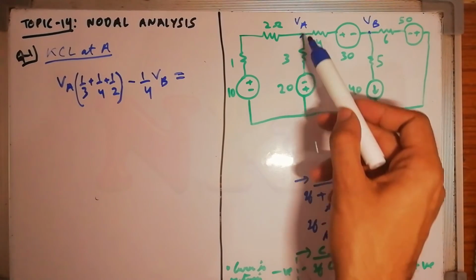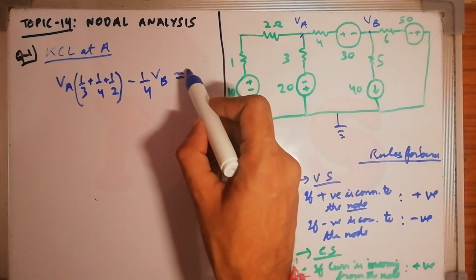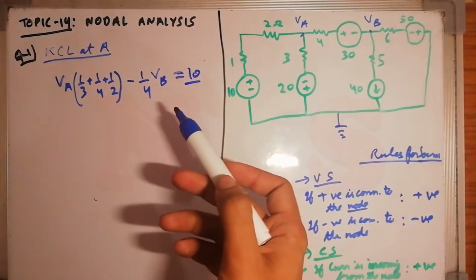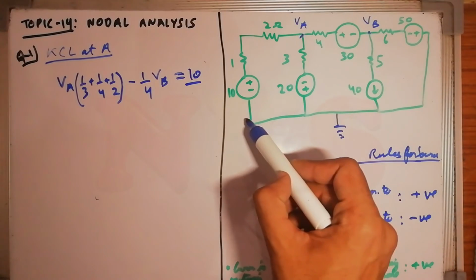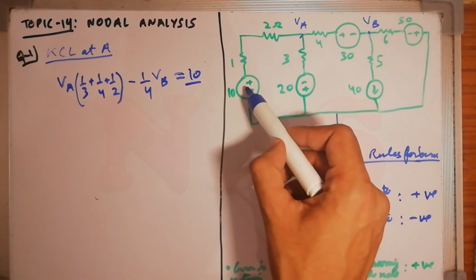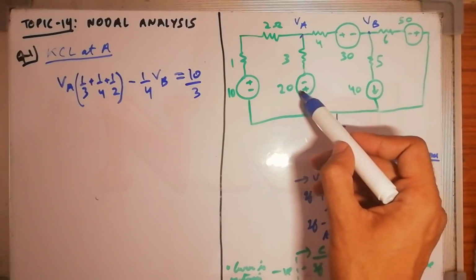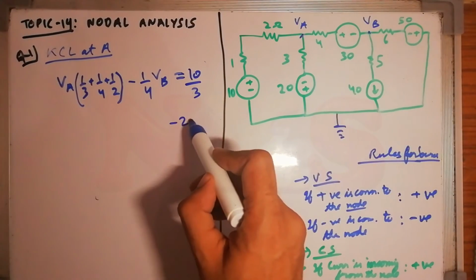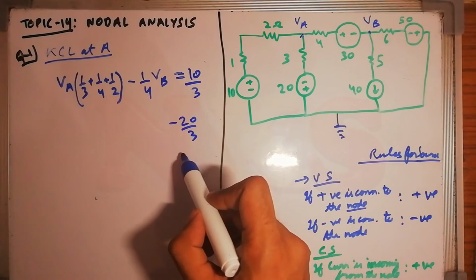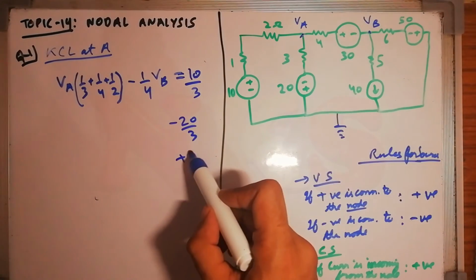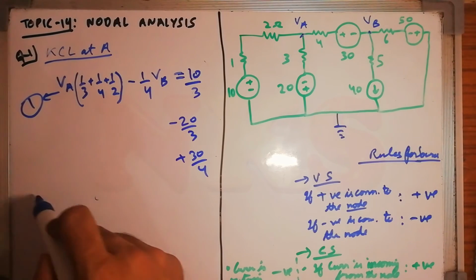So now let us see. To VA, this 10 volts is connected, so plus is connected to the node, so 10 will be taken as positive, and we are writing the KCL, so it has to be current. So 10 divided by the total branch resistance to which that source is. The 10 volt branch is this, so 1 plus 2, 3. Now minus is connected, so minus 20 divided by the total resistance of this branch, 3. Then this plus 30 divided by 4. So this is our first equation.